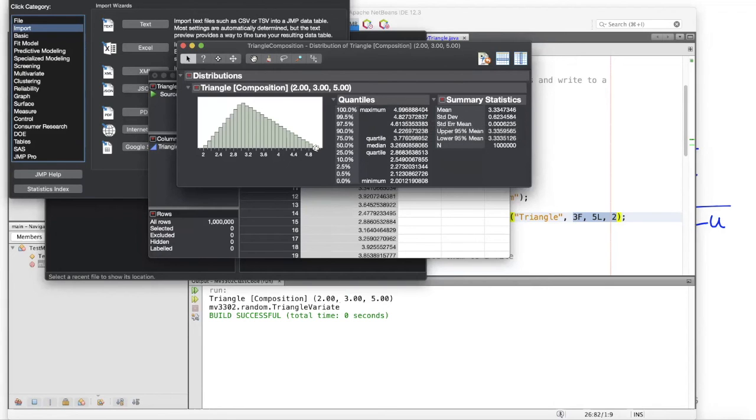So that means that, remember, our maximum value was 5, our minimum value was 2. And so the minimum generated value was like 2.001. Okay, and then our mode was around 3. And we see that right around 3.